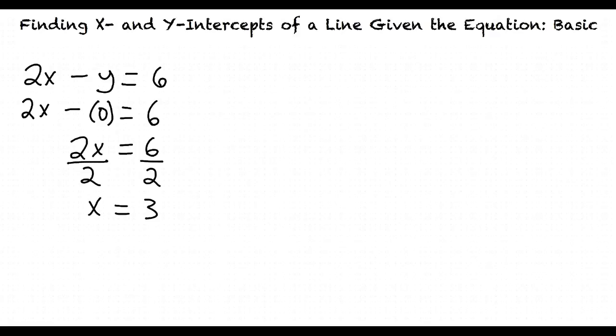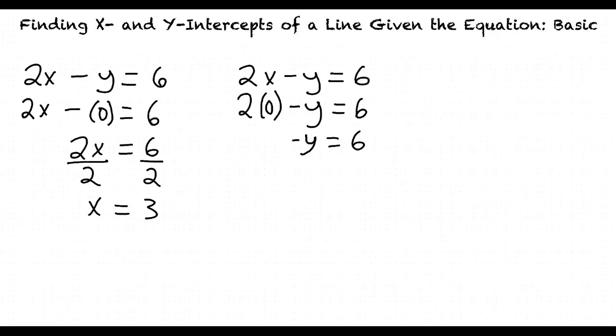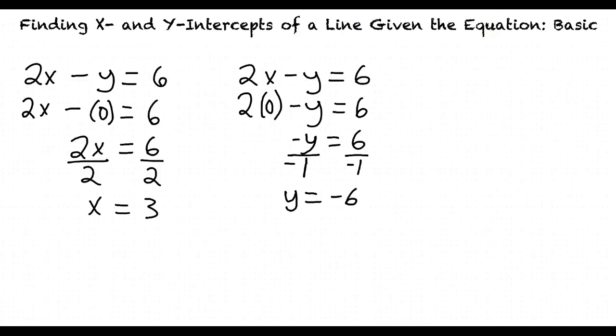We will use a similar process for finding the y-intercept. Substitute 0 for x, then solve the equation for y by dividing both sides by negative 1 to reach y equals negative 6. Therefore, the x-intercept is 3 because where y equals 0, x equals 3.